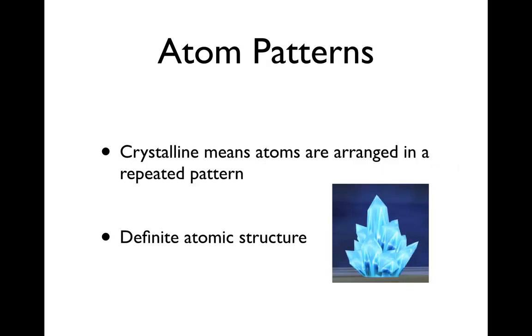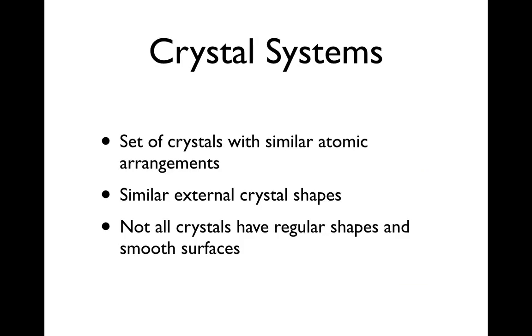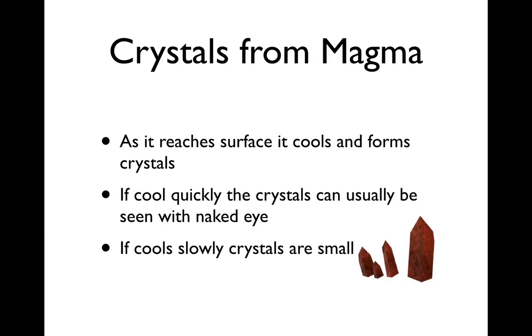Atom patterns is how these minerals are put together, and they are crystalline, which means that they're arranged in a repeated pattern, which gives it a definite atomic structure. So it is a crystalline solid, means it has atoms that are arranged in a repeated pattern and has a definite structure to it. Crystal systems are sets of crystals with similar atomic arrangements. That means their external crystals have a similar shape, but not all crystals have regular shapes or smooth surfaces. We think that, but not all of them do, and that's important to remember.